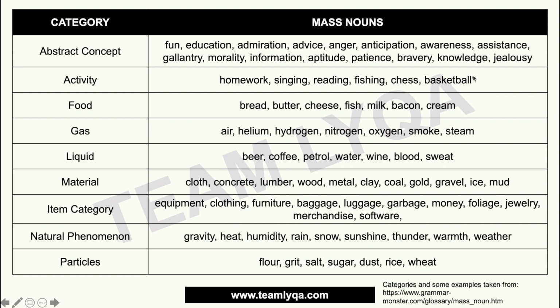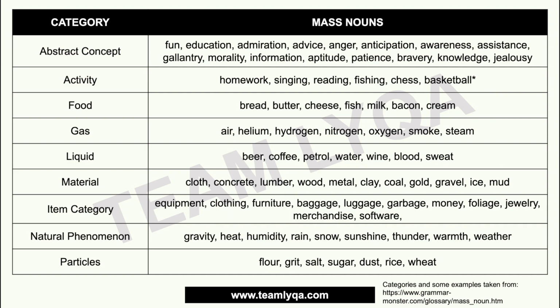Kasi yung basketball na bola lang, as in yung orange na bola, that can be counted. 1 basketball. Pero if you're talking about the game, how many games did you play? Diba? You don't say 2 basketball. You say 2 basketball games. Or 2 games of basketball. 2 rounds, diba? Of 20-21. Ganon. Diba? You don't say that the basketball as a game itself is a countable noun. You have to add the word game, okay, or games of before.